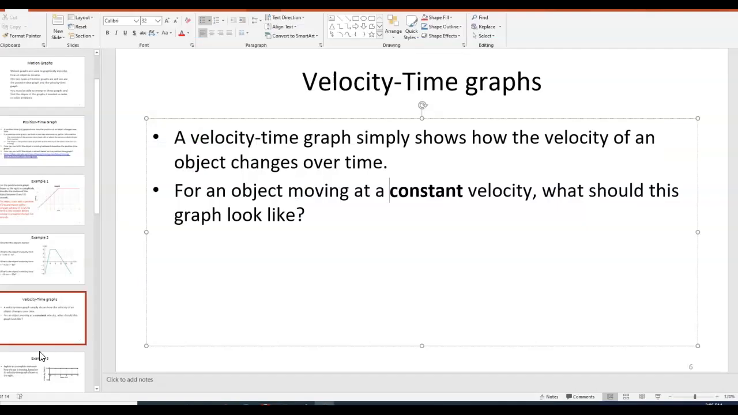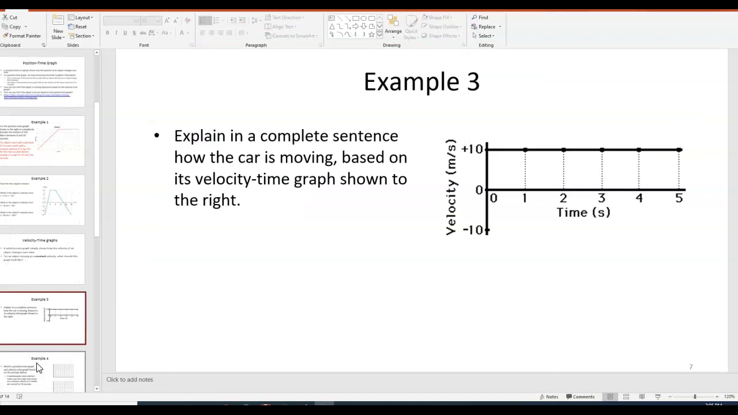Okay, so let's do another example. Example 3. Explain in a complete sentence how the car is moving based on its velocity time graph shown to the right. So it's very, very important that you always understand what type of graph you're looking at. So the first thing you should do in doing a motion graph problem is to know what graph am I looking at. Is this a position time graph or is this a velocity time graph? Because if this was a position time graph, if it's horizontal, that means the object's not moving. Okay, but this is not a position time graph. This is actually a velocity time graph.